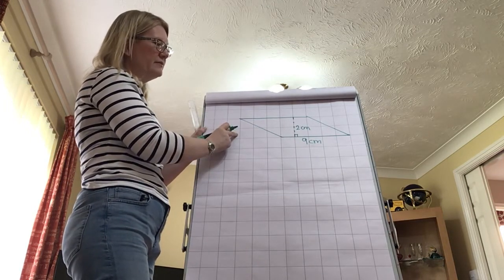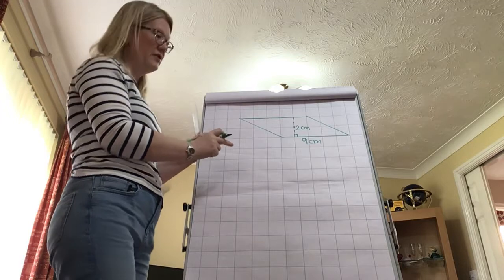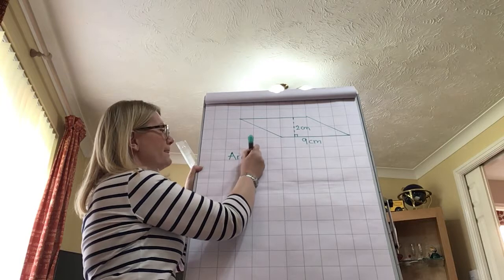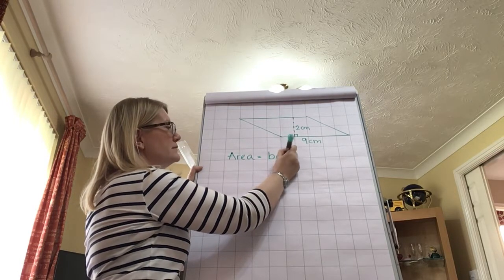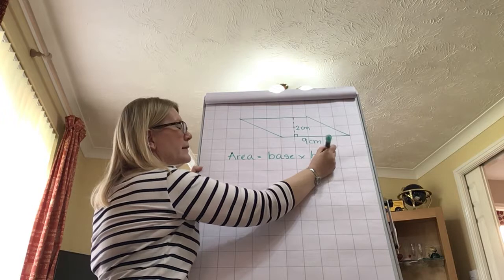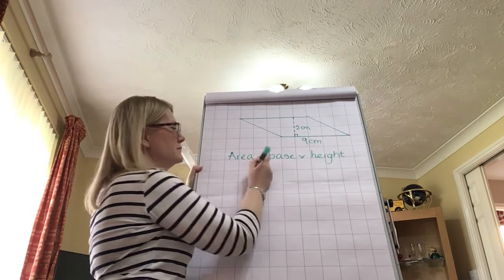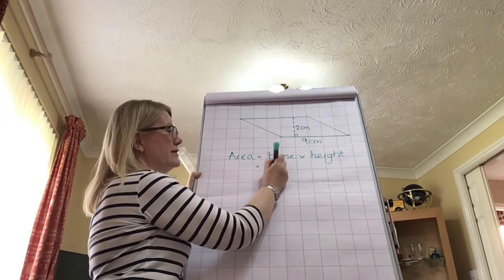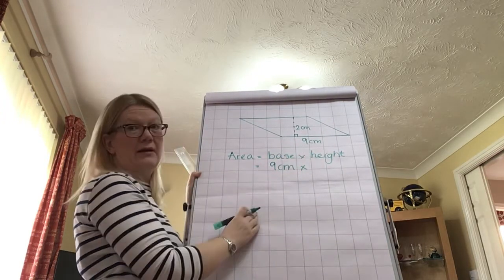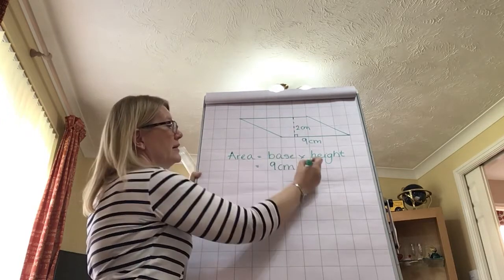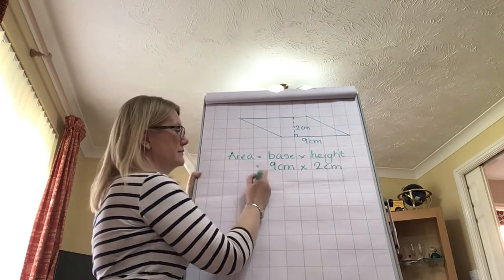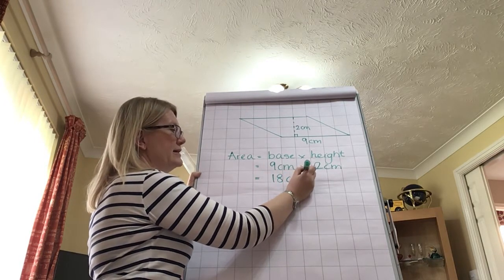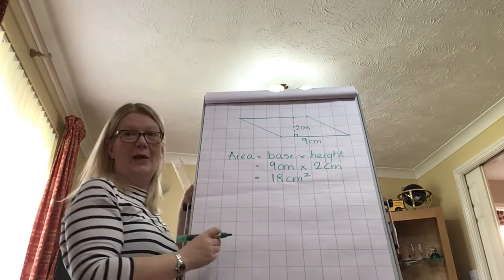But what I'm going to do is I'm going to use the formula that we've just worked out. And I'm going to say, so I know that the area is the base times the height. And for this parallelogram, I know that my base is 9 centimetres. And I know that my perpendicular height is 2 centimetres. So I know that the area is 18 centimetres squared.